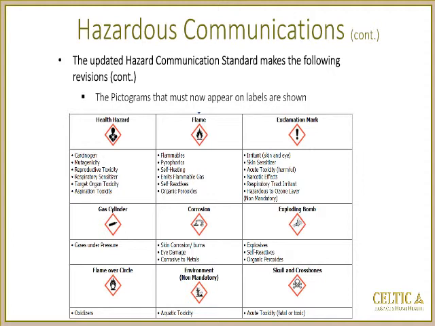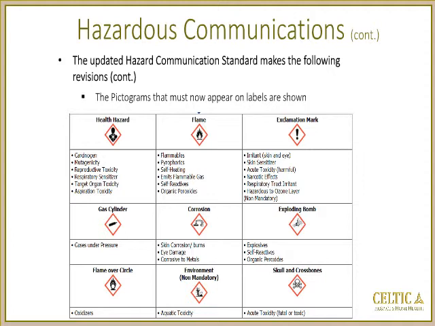There are 9 pictograms under the GHS to convey the health, physical, and environmental hazards. The final Hazard Communication Standard requires 8 of these pictograms, the exception being the environmental pictogram, as environmental hazards are not within OSHA's jurisdiction. The hazard pictograms and their corresponding hazards are shown on this slide. The first one is the health hazard in the upper left-hand corner.